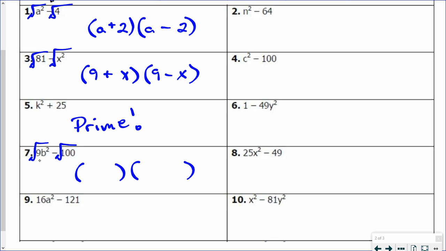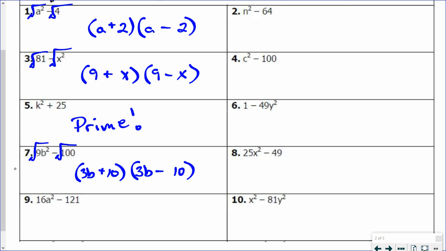So what times itself is equal to 9b squared? Well, 3 times 3 is 9, and b times b is b squared, so it's 3b. 3b times 3b is 9b squared. And the square root of 100 is 10. 10 times 10 is 100. Make one of them a plus, make one of them a minus. It doesn't matter if I put the minus here and the plus there.